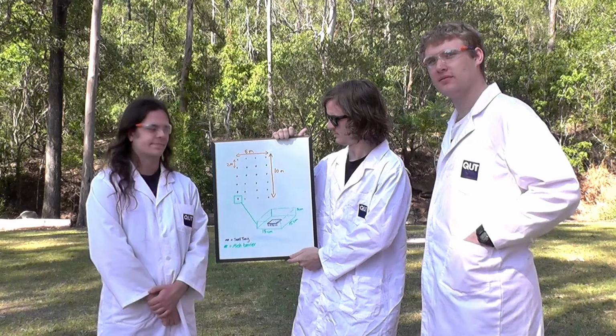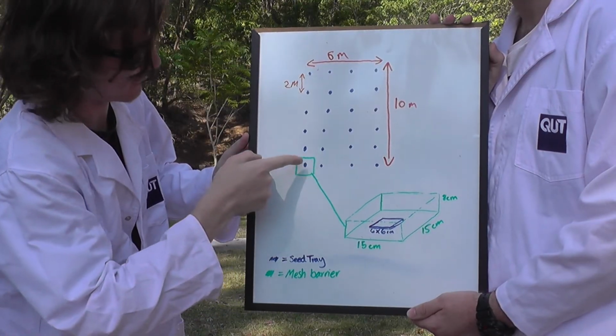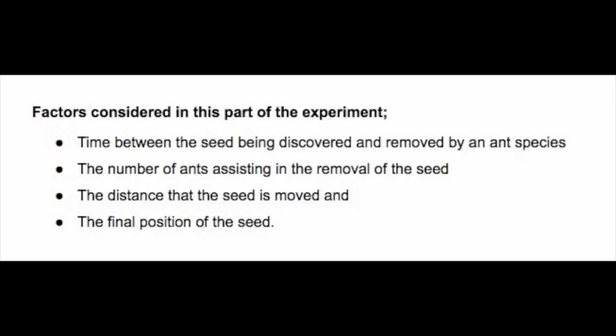Trays were placed at random grid locations across the 10 by 6 grid with at least 2 metres separation between the trays. Factors considered in this part of the experiment include the time between the seed being discovered and removed, the number of ants assisting in the removal of the seed, the distance that the seed is moved and the final position where the ants leave the seed.